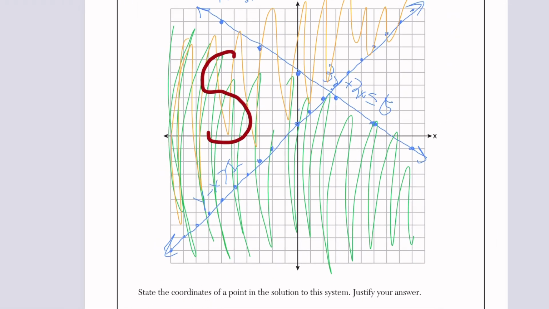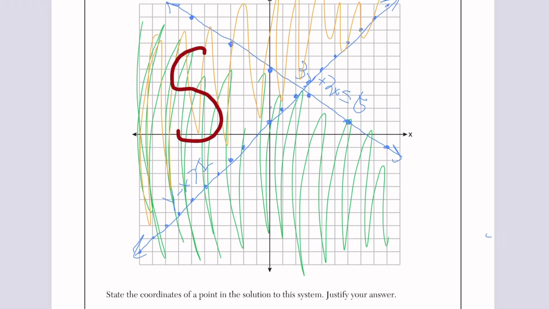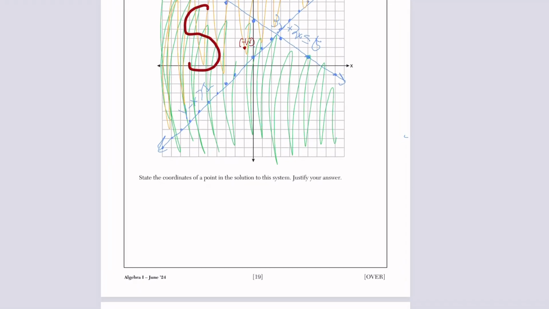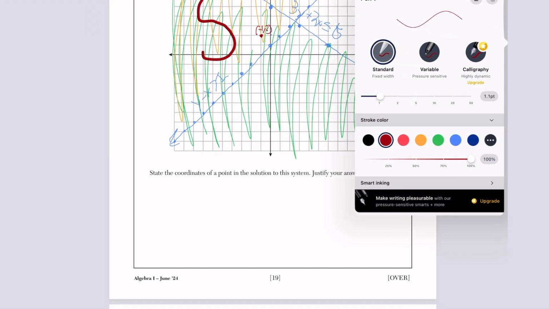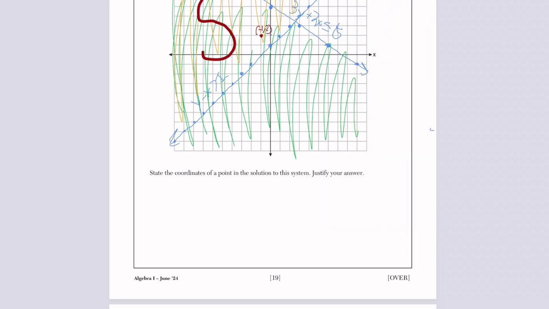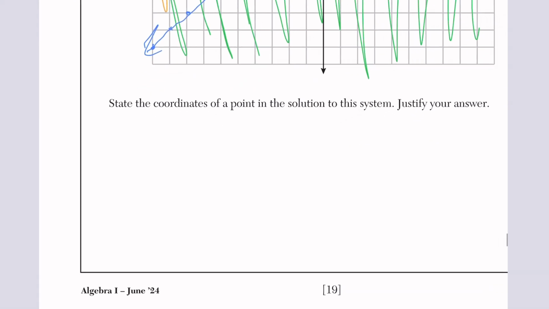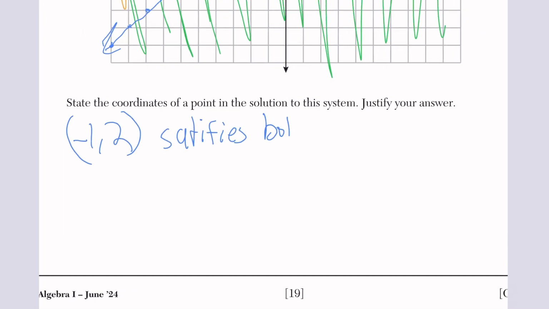A point from S, let's choose negative 1, 2. Negative 1, 2 satisfies our system of inequalities because it is in the shared region. So to write that, we're going to say negative 1, comma 2 satisfies both.